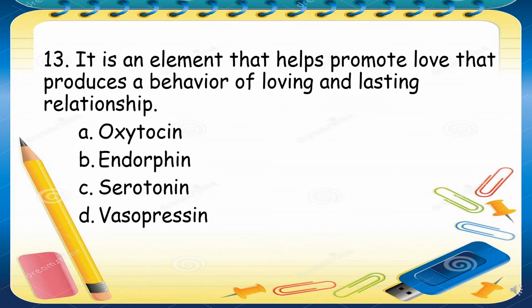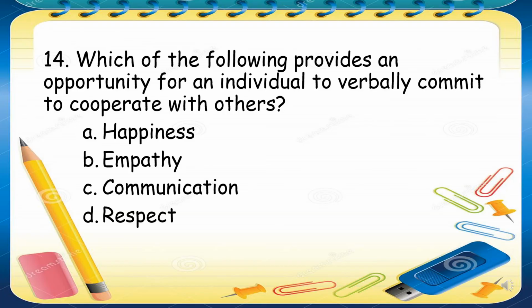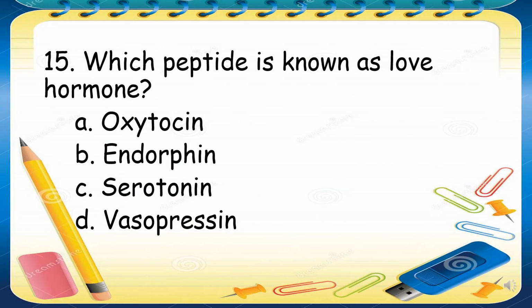13. It is an element that helps promote love that produces a behavior of loving and lasting relationship. A. Oxytocin. B. Endorphin. C. Serotonin. D. Vasopressin. 14. Which of the following provides an opportunity to an individual to verbally commit to cooperate with others? A. Happiness. B. Empathy. C. Communication. D. Respect. 15. Which peptide is known as love hormone? A. Oxytocin. B. Endorphin. C. Serotonin. D. Vasopressin.